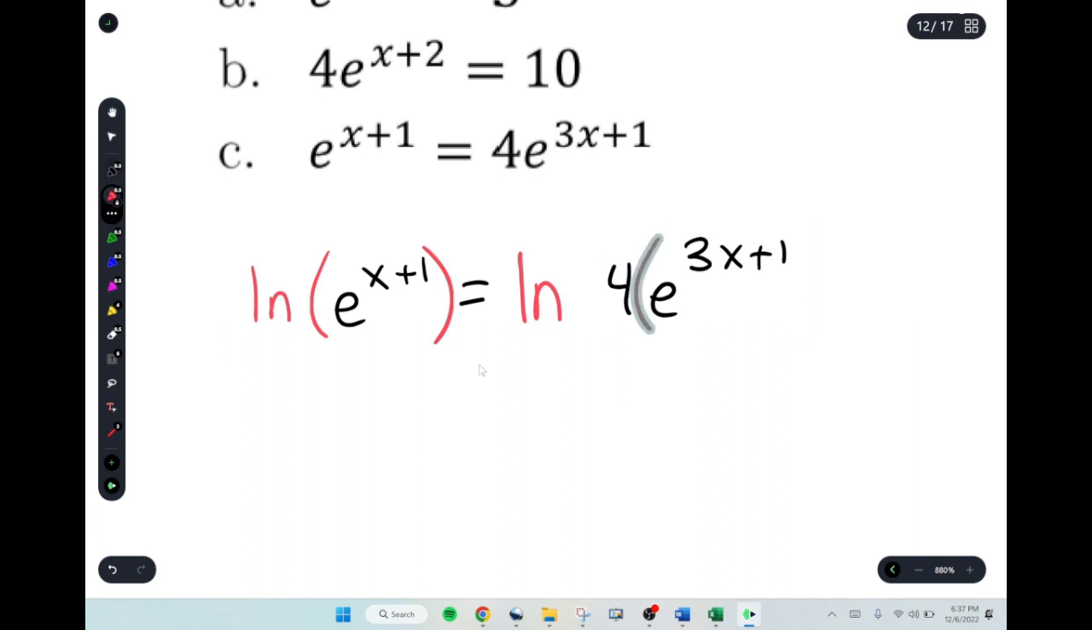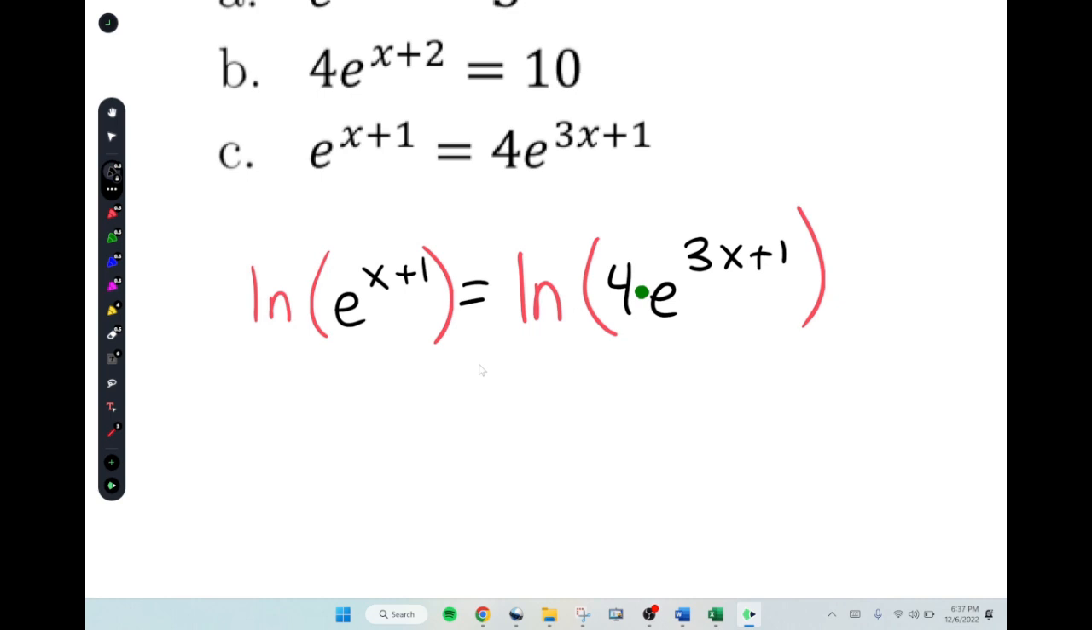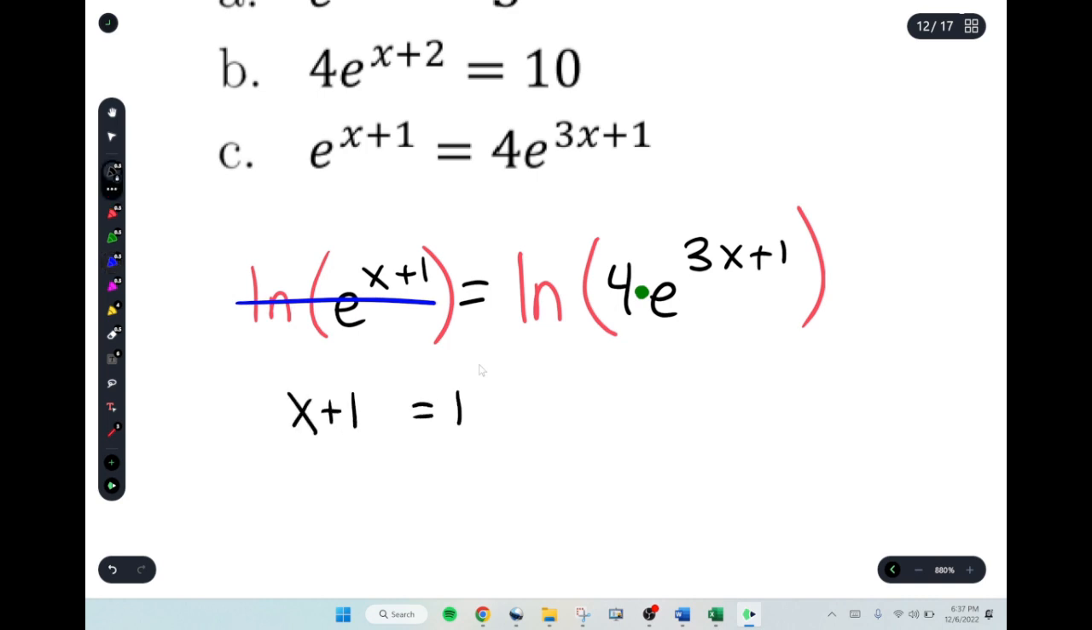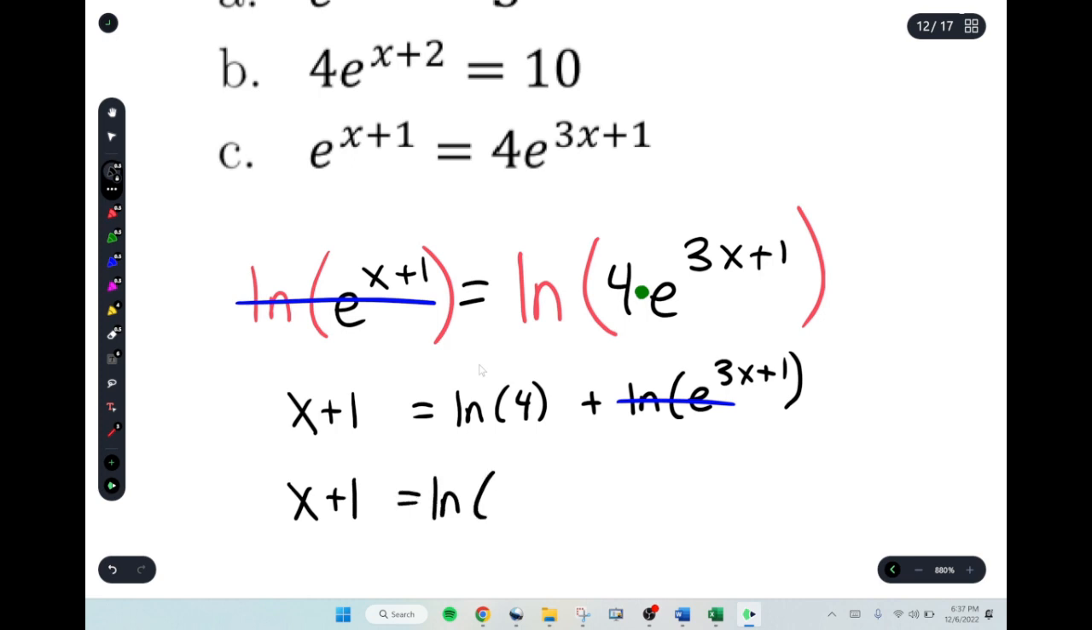There's a multiplying rule, right? There's a multiplication right there, and multiplying has a rule. Anybody remember that rule? It's addition, but on the outside. But yes. So this one actually gets reduced nicely already. Those cancel out, right? So x plus 1 equals ln of 4 plus ln of e to the 3x plus 1. Oh, shoot, those cancel out too, don't they? So now we've got x plus 1 equals ln of 4 plus 3x plus 1.